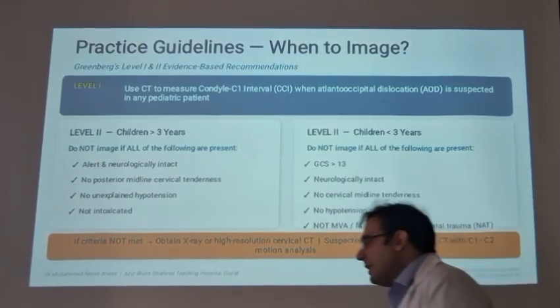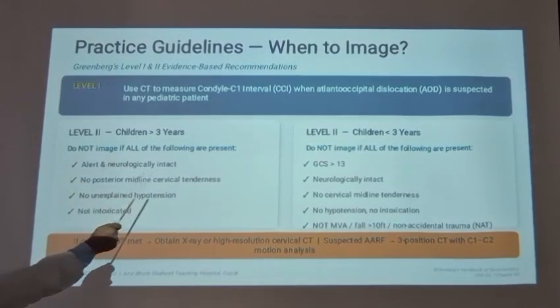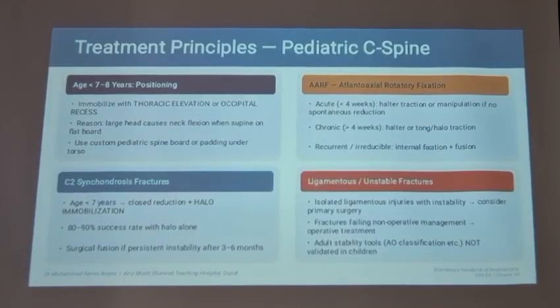Then we come to the child above 3 years. Do not image if all of the following are present: number one, alert and neurologically intact, no posterior midline cervical tenderness, no unexplained hypotension, non-intoxicated. If these criteria are not met, obtain X-ray, high resolution cervical CT. If AARF is suspected, a 3 position CT with C1, C2 motion analysis. So treatment principles of pediatric spine injuries include, number one, the positioning.